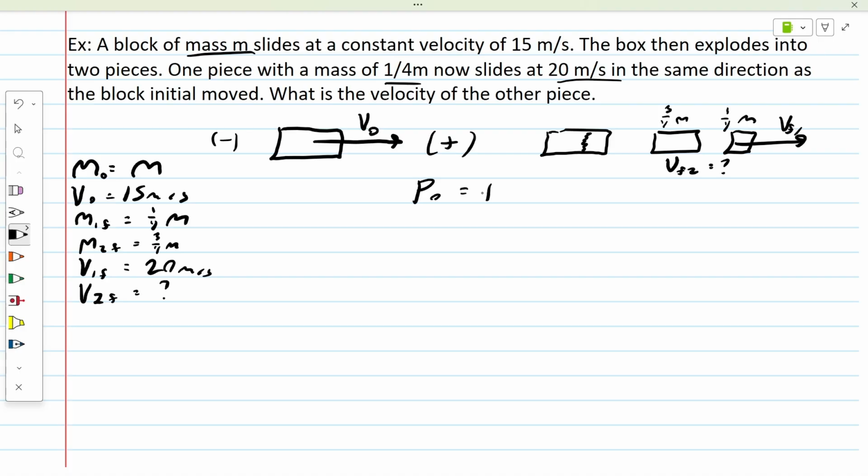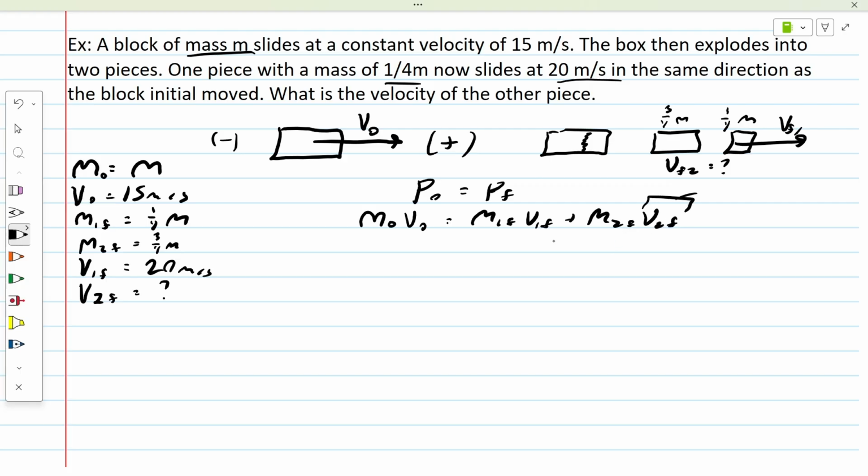So P initial equals P final. And so we can now get all our pieces of momentum. So the initial one is just m naught v naught equals the m1 final v1 final plus m2 final v2 final. And so now we have all these variables except for v2 final.